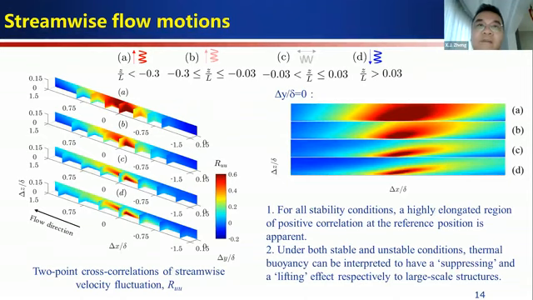From the figure, it can be found that there are positive correlation regions, that is, large-scale coherent structures. Under unstable and stable stratification conditions, thermal buoyancy plays a role in lifting and suppressing large-scale coherent structures, respectively.